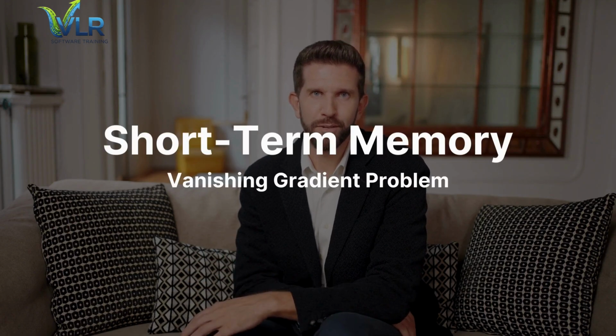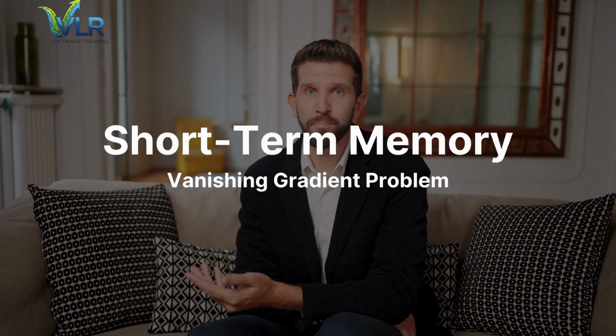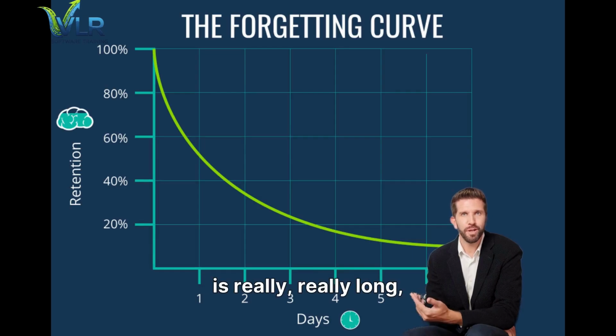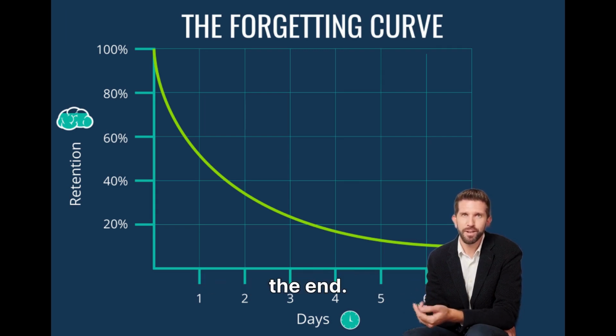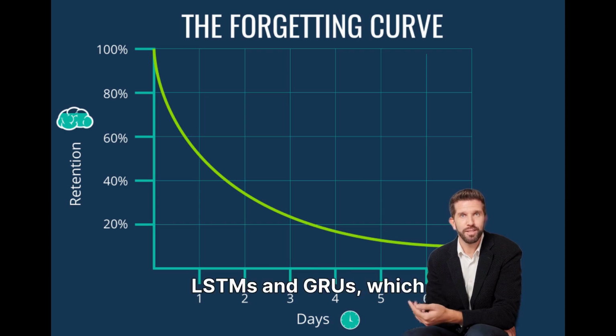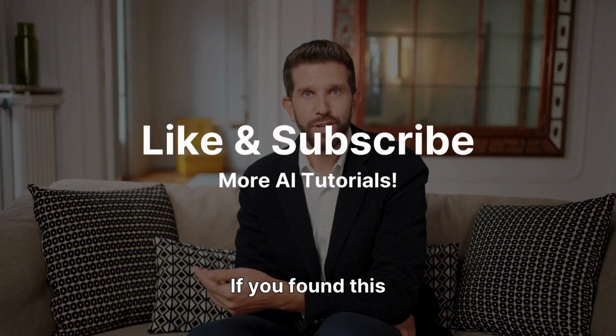But they aren't perfect. They suffer from something called short-term memory or the vanishing gradient problem. Basically, if a sentence is really, really long, the RNN tends to forget the beginning by the time it reaches the end. To fix this, scientists created advanced versions called LSTMs and GRUs, which we will cover in the next video.